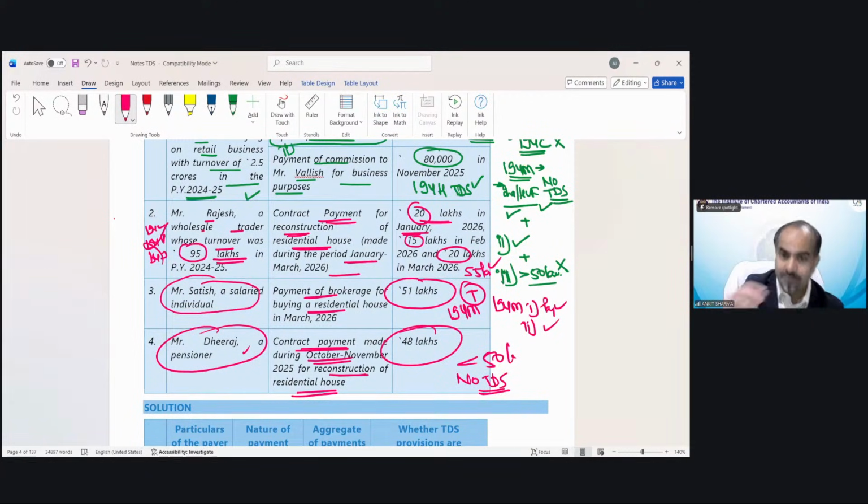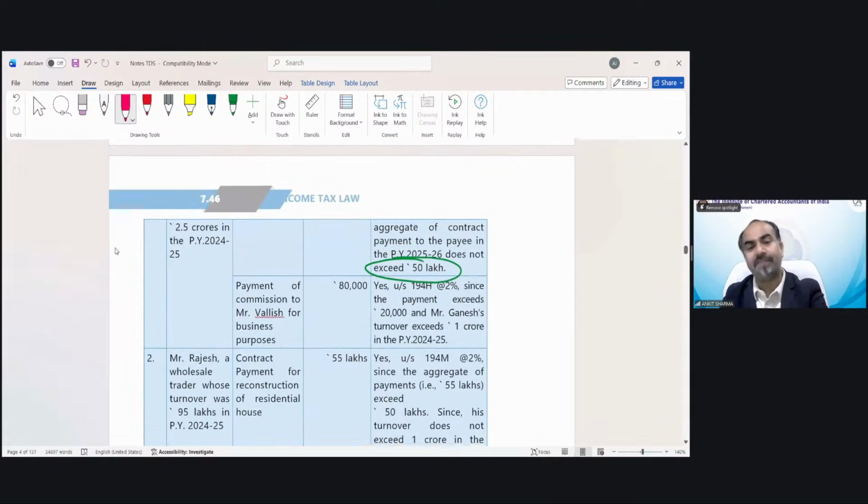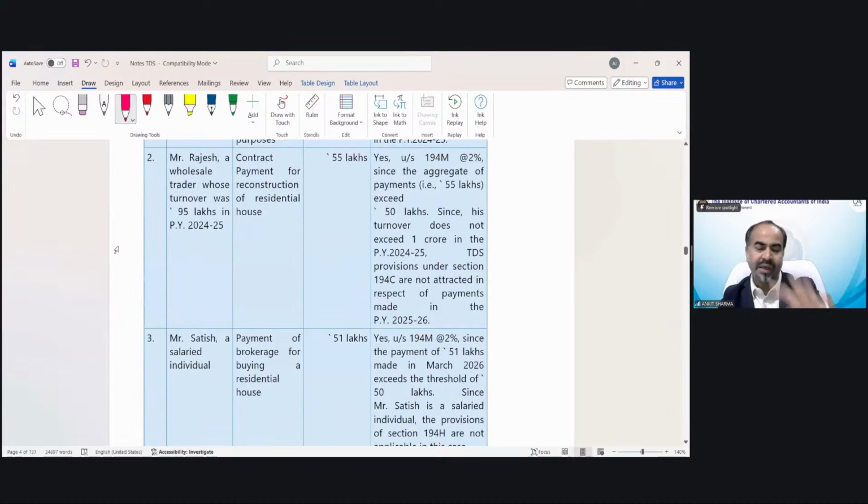So in the solution, we have to write that section 194C is not applicable in point numbers 3 and 4, and in the second because the turnover is less than the limit. Then we need to check section 194M. And in the first point, first of all, we have checked section 194C, not applicable. But 194M is not applicable because the amount was not exceeding 50 lakh rupees. So you can see the solution in detail.